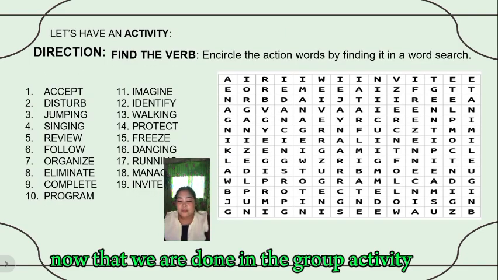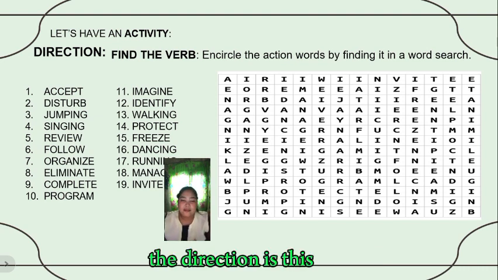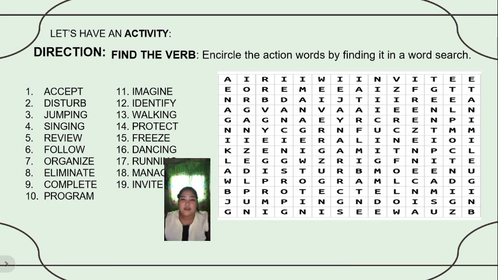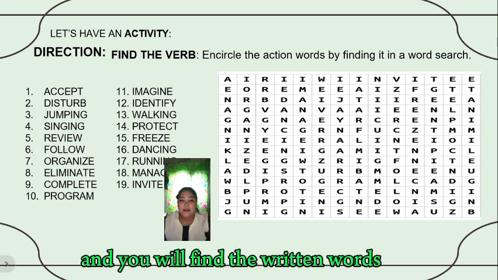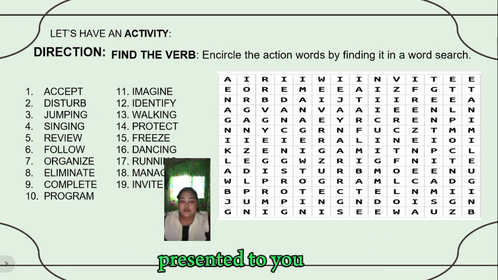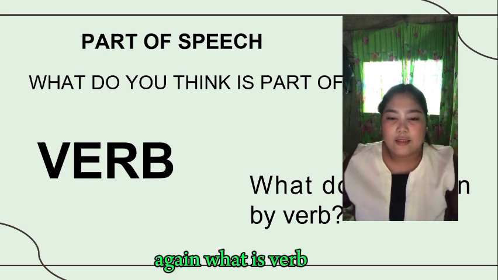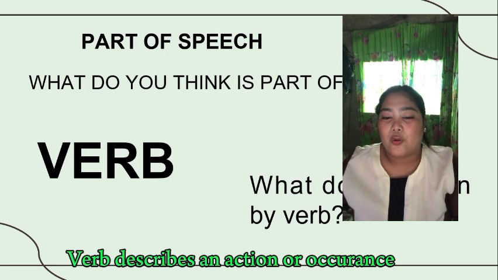Now that we are done with the group activity, let's have a quick individual activity. The direction is this. Find the verb. Encircle the action words by finding them in a word search. Now I'll give you a piece of paper which has the puzzles on it, and you will find the written words presented to you. Now let's summarize all what we have learned today. Again, what is verb? Okay, very good. Verb describes an action or occurrence.